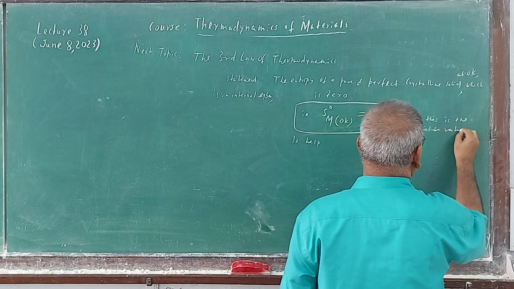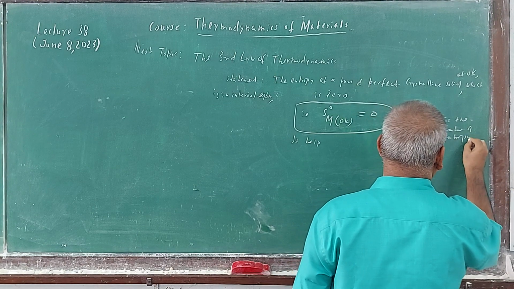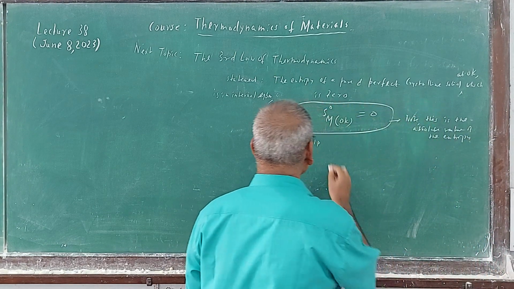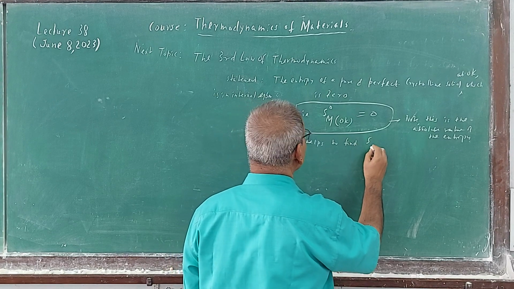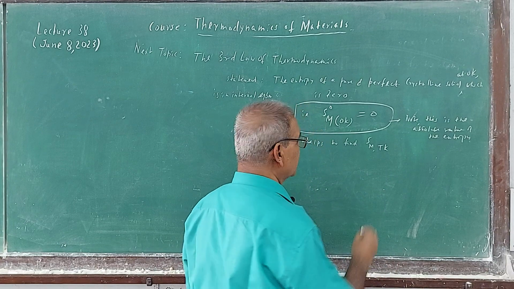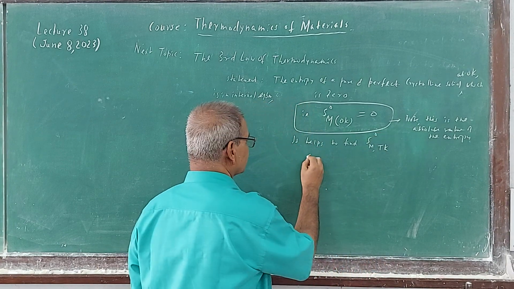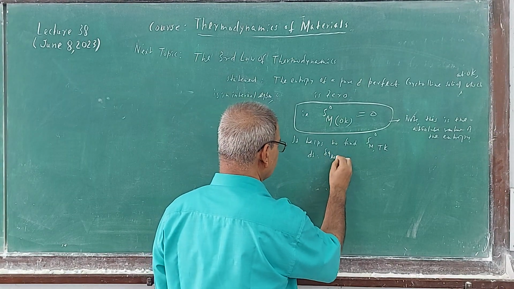Value of the entropy. It helps to find the entropy of M at T Kelvin. How? As you know, what is this relation? Start with dS. You know this from a moment ago. dS is dQ reversible by T.